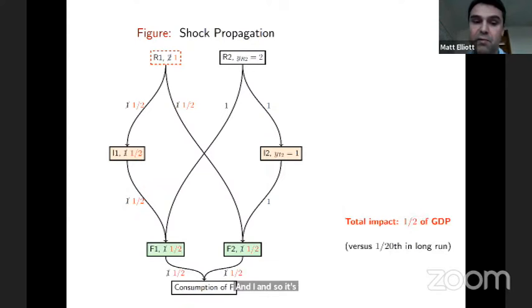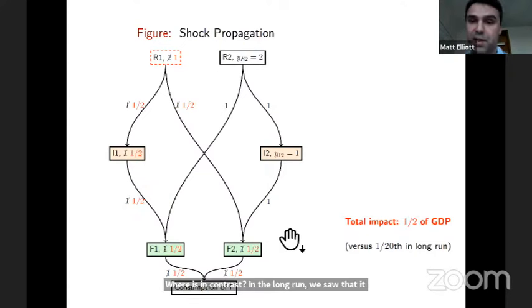And so here, overall GDP is going to be reduced from 2 to 1. So we're going to lose half of GDP. Whereas in contrast, in the long run, we saw that it was only 1/20th that we were losing when extrapolating and thinking about a similar size shock.